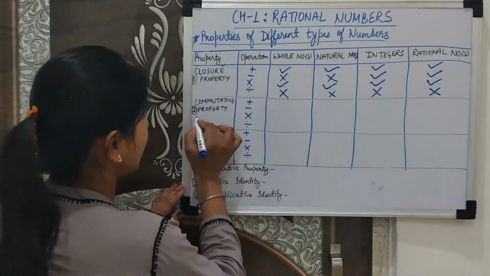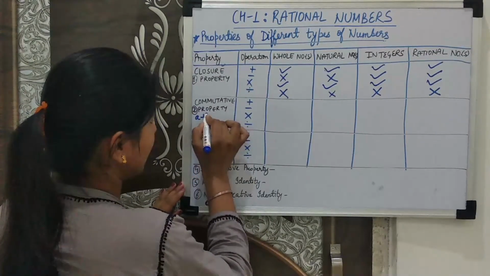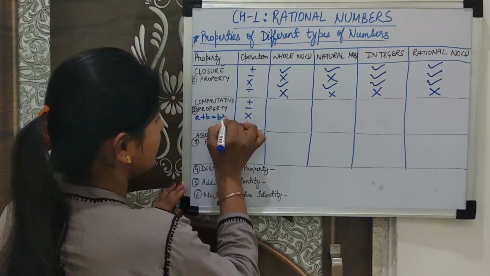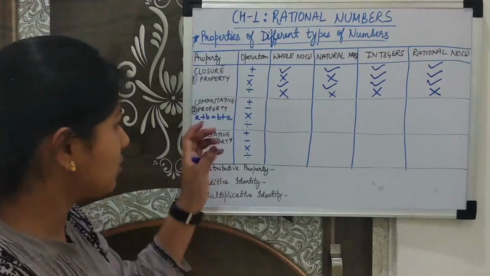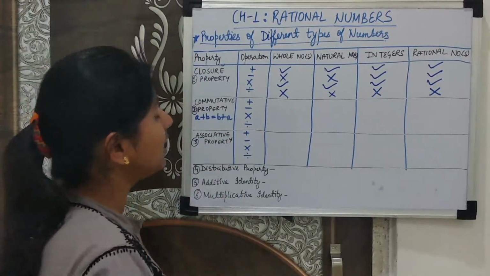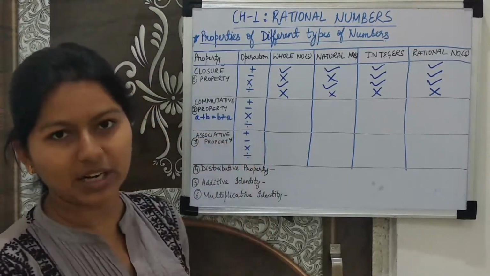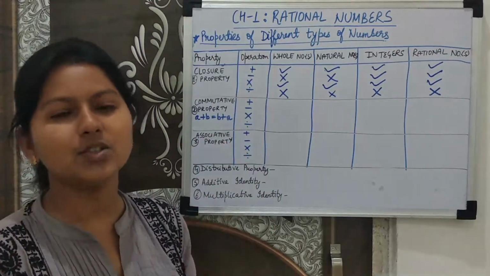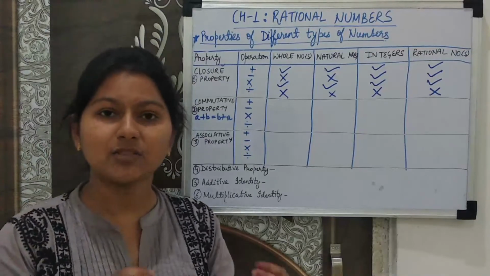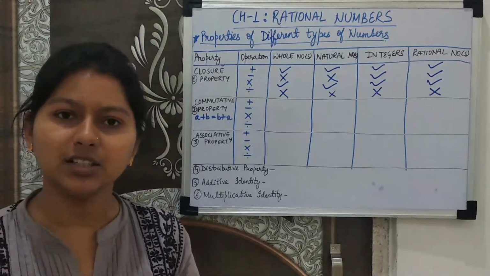In commutative property, here I will write in short that a plus b is equal to b plus a. This is all about commutative property. So it is only in case of addition and multiplication that the reverse order is the same. But in case of subtraction and division, the answer changes.